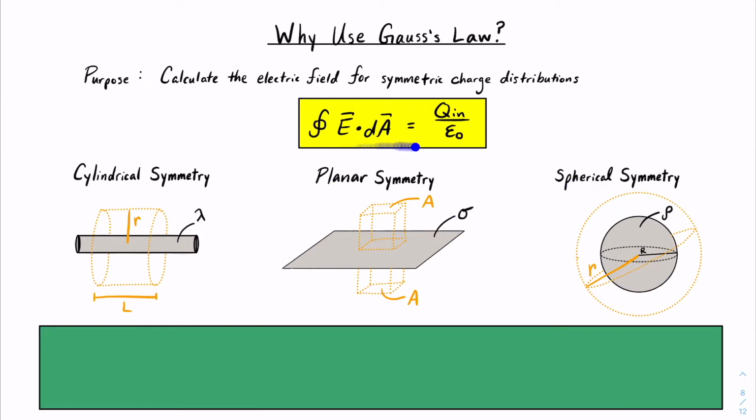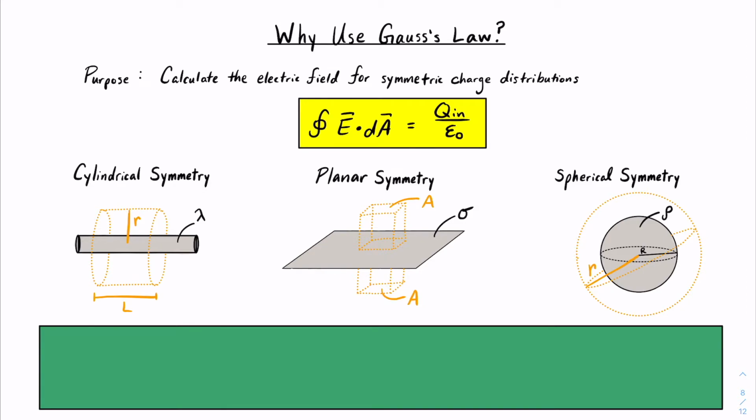Using Gauss's law, shown here in the yellow box, involves 5 different steps. The first one is identifying the symmetry of your system, which we've already done. The second one is choosing the appropriate Gaussian surface.